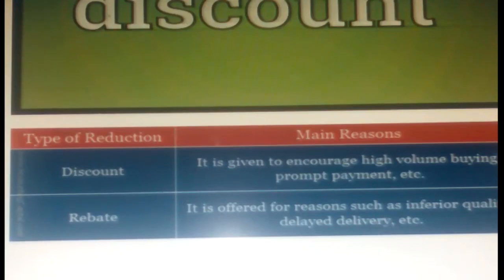Here with rebate, some confusion will come. What is the meaning of rebate here? Here rebate means a reduction for inferior quality or delayed delivery. So discount is different, rebate is different.